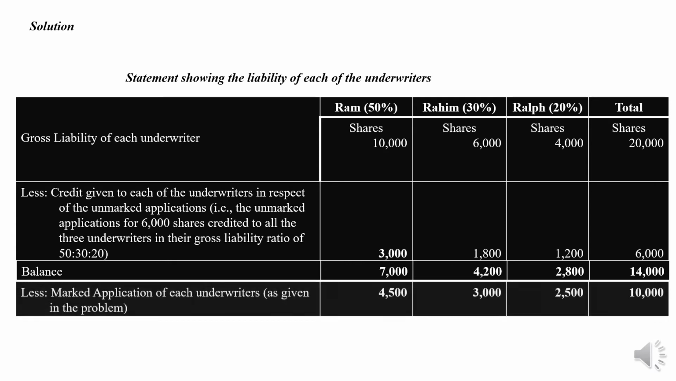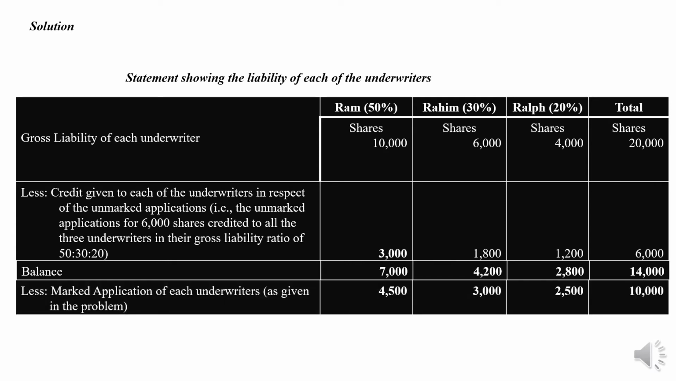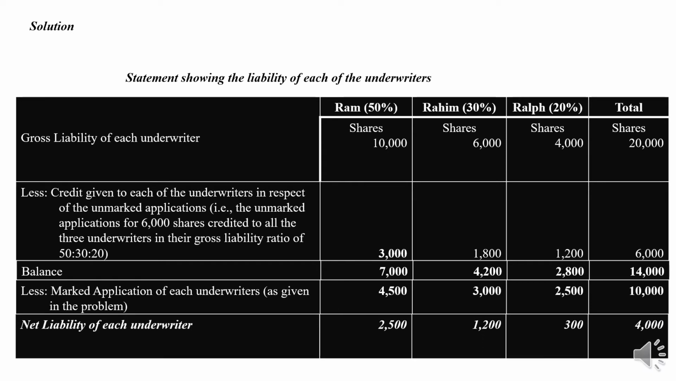Okay, so from that we have to deduct the marked applications. The marked applications of each underwriter, as given in the problem, are 4,500, 3,000, 2,500, so the total is 10,000. So that we get a balance. And since none of the balances is negative, there are no surplus applications. So there is no surplus actually. Therefore we are going to treat these balances as the net liability of each underwriter.